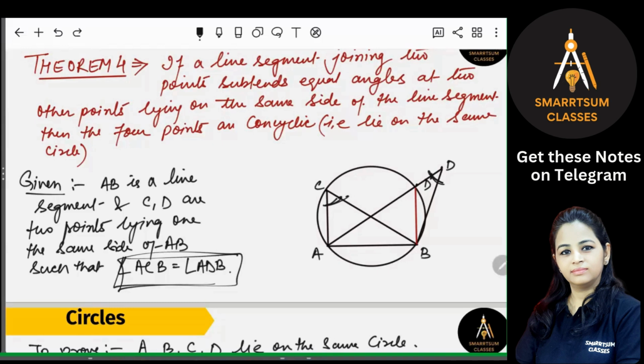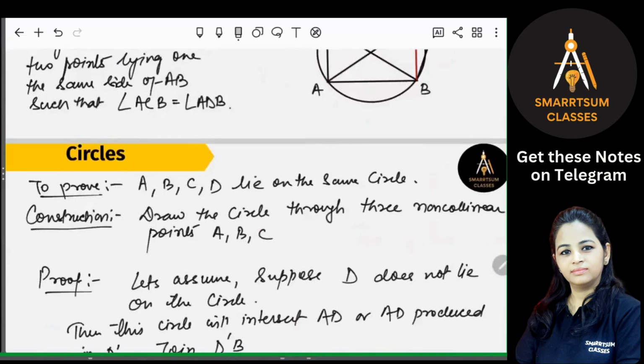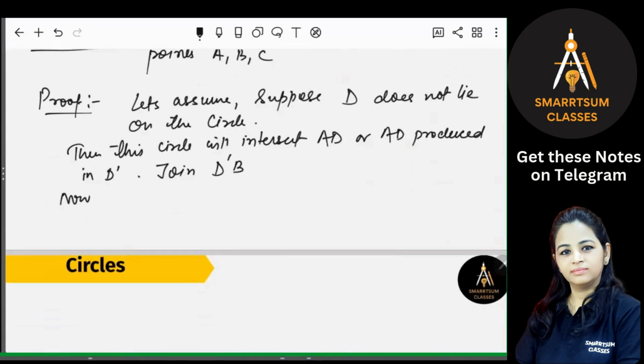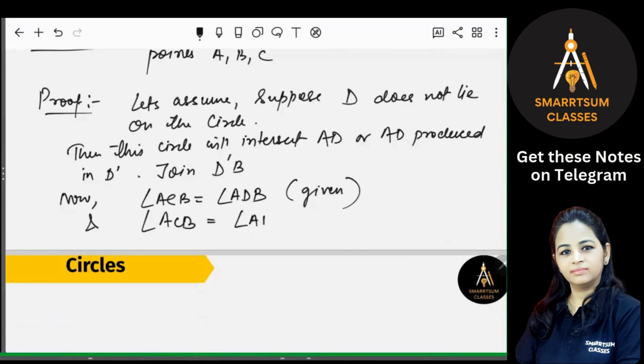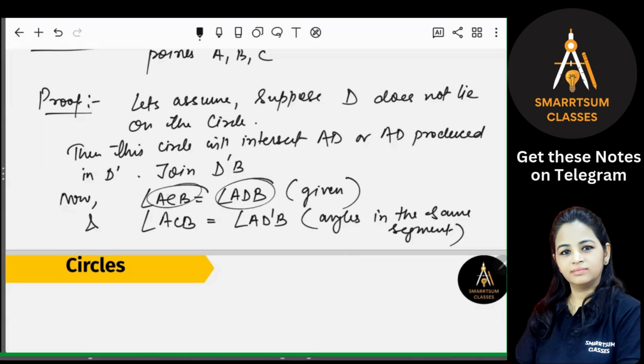Are you getting my point? So ACB equal to ADB is already given in the question. And by the theorem that angles in the same segment are equal, we have found that ACB and AD dash B will also be equal. So write down that angle ACB is equal to ADB. This is given, right? And angle ACB is equal to angle AD dash B by the theorem that angles in the same segment are equal. So what does it mean? ADB is equal to ACB, AD dash B is also equal to ACB. That means what? ADB is equal to AD dash B.